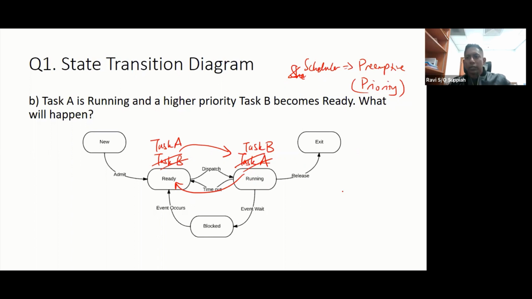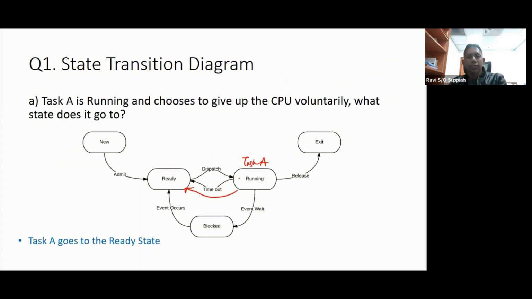All right, so there's a question for part A. Why does task A not exit for part question A just now? Okay, exit is only when you explicitly want to terminate the task. In this case, your task A is still running, and then it gives up the CPU.